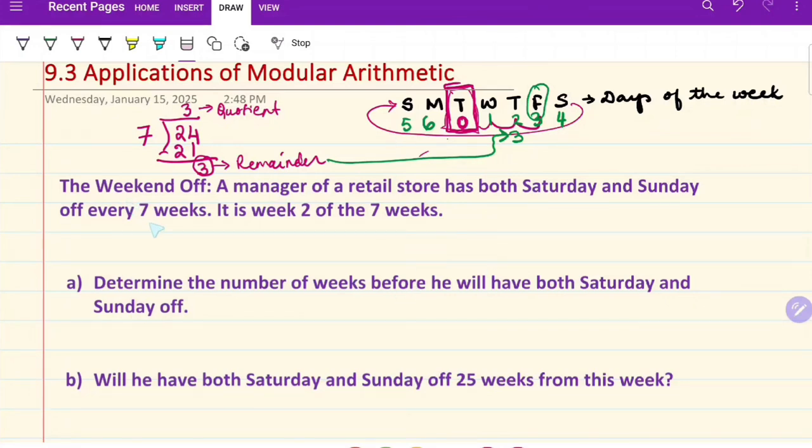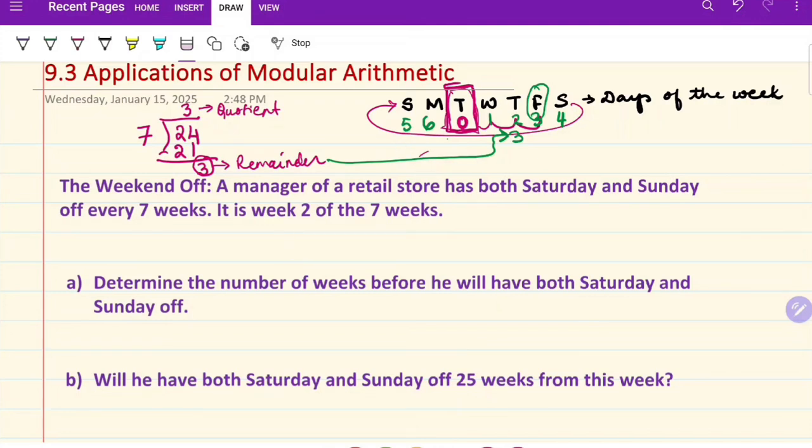So the question is about the weekends off. So let's read through it. A manager of a retail store has both Saturday and Sunday off every 7 weeks. It is week 2 of the 7 weeks. So what it's essentially trying to say is that a person, a manager, has to work 7 weeks consecutively before he can get both Saturday and Sunday off. And he's presently in week 2 of that schedule.